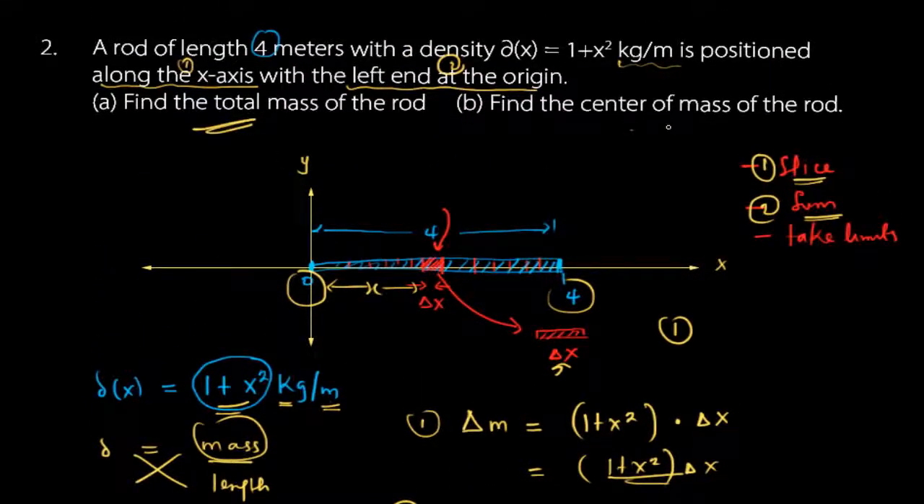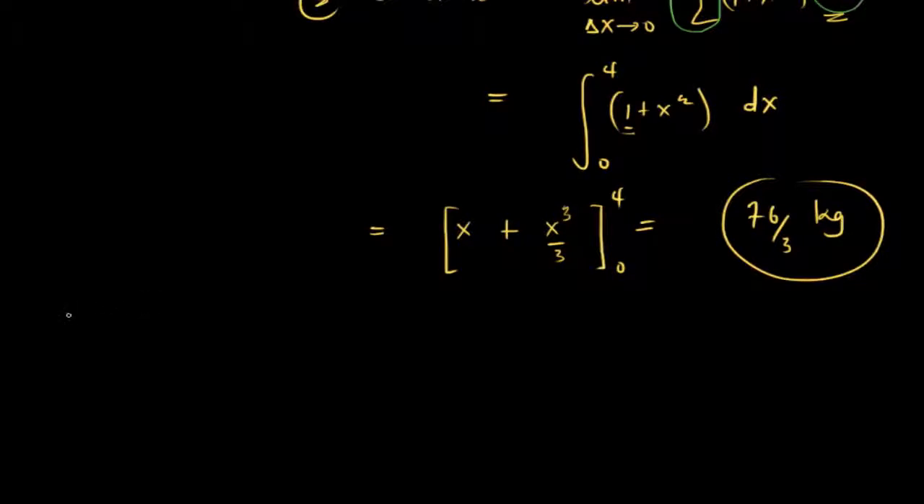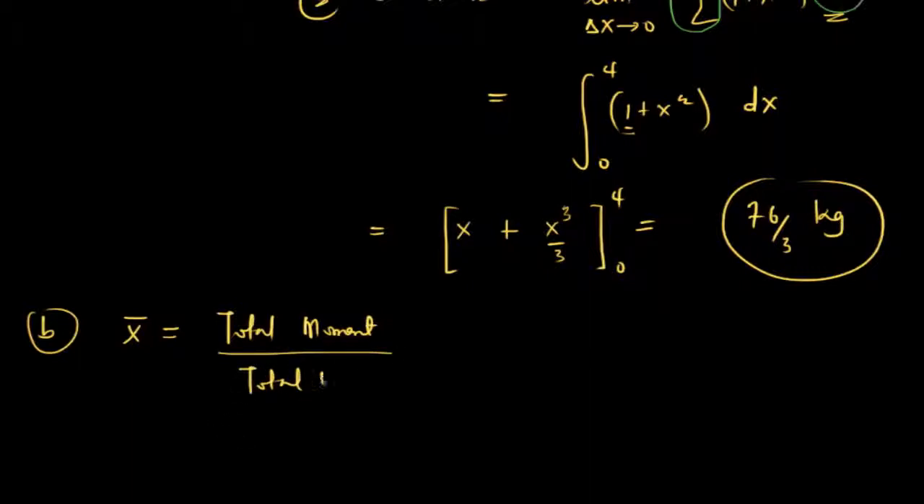Now the next question says find the center of mass of the rod. I'm going to call that B. The center of mass of the rod. So let's denote the center of mass by this symbol here. Now you recall that the formula for the center of mass is the total moment divided by the total mass. So this is the formula, and we've already gotten the total mass here.